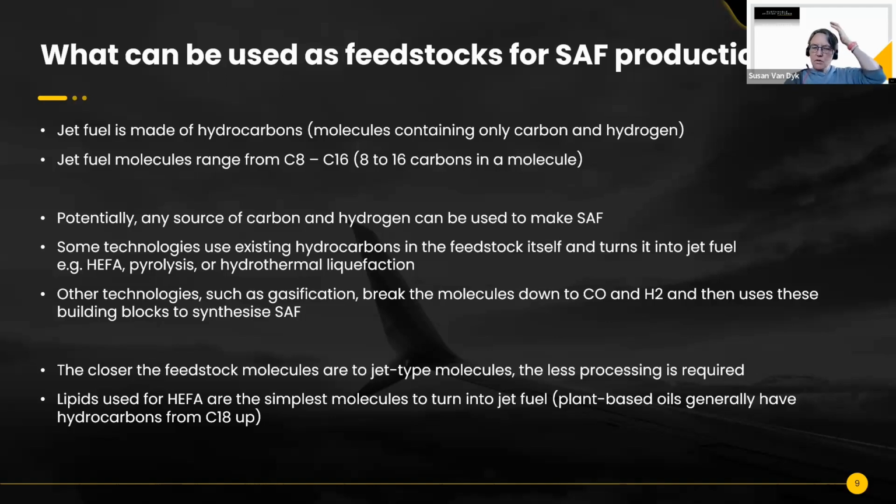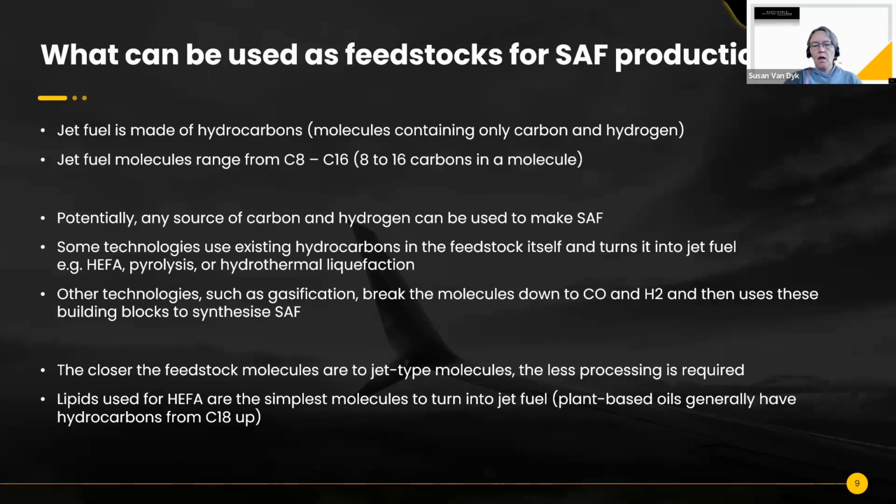So some technologies use existing hydrocarbons in the feedstock itself and turn it into jet fuel. For example, a HEFA pathway, pyrolysis, or hydrothermal liquefaction. But other technologies, such as gasification, break the molecules down to their core elements, so carbon monoxide and hydrogen. And in gasification, then you use Fischer-Tropsch synthesis to build up the carbon chain to get your jet fuel range molecules.